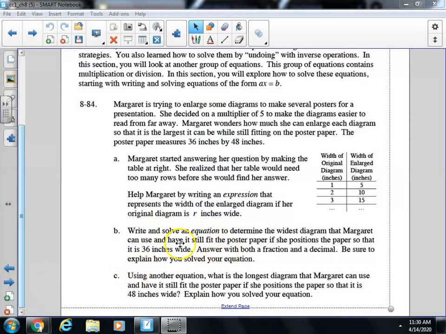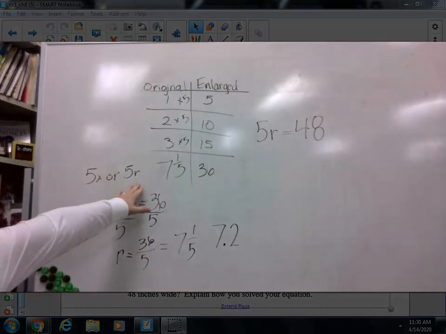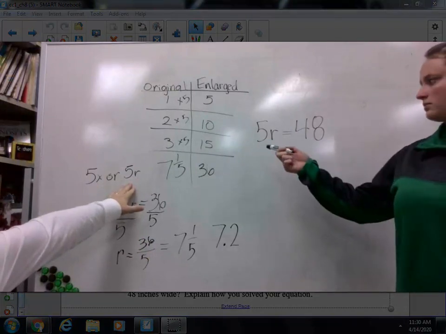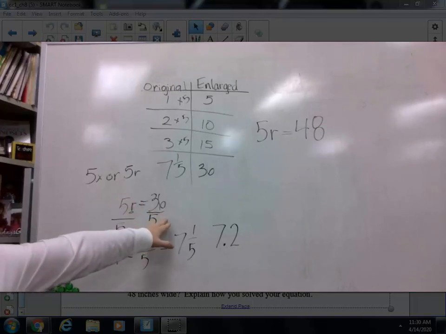letter C says, using another equation, what is the longest diagram that Margaret can use and have it still fit the poster paper if she now positions the paper so that it is 48 inches wide, meaning she rotates her paper? Explain how you guys solved the problem. So the 5r, or the 5x, still represents the width that we're making our poster. Okay? Here we set it equal to 36 inches.